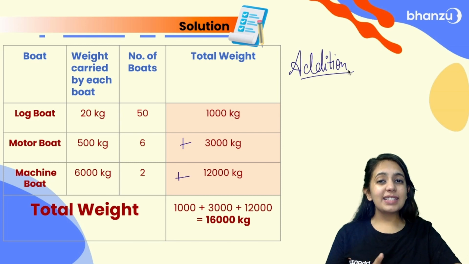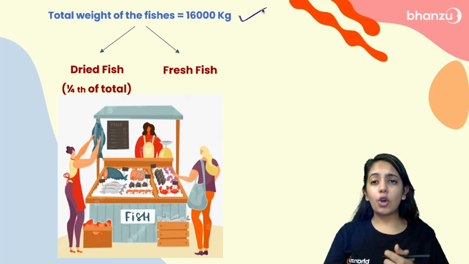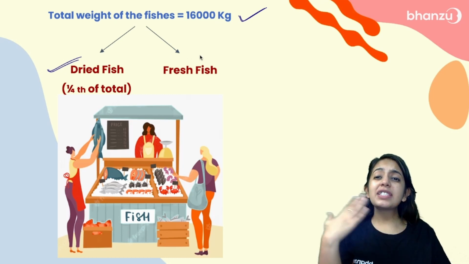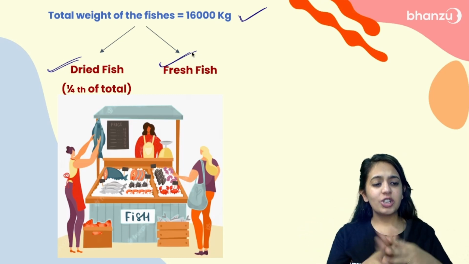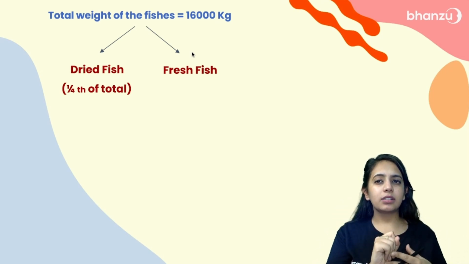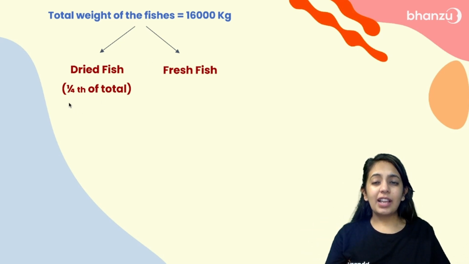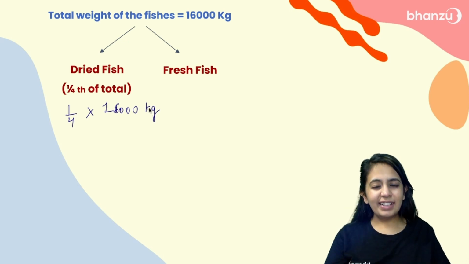Alright, now let's see the next challenge. Out of this 16,000 kg of weight, 1/4 of the weight has to go for drying up and whatever is remaining will be counted as the fresh fish. So how to proceed with this question? What mathematical concept shall we use here? Addition, subtraction, multiplication or division? So let's have a look. 1/4 of the total weight has to go for drying up. 1 by 4 of means multiply and the total weight is 16,000 kg.